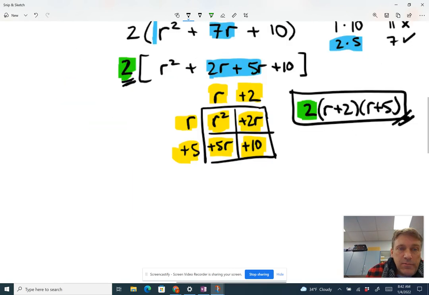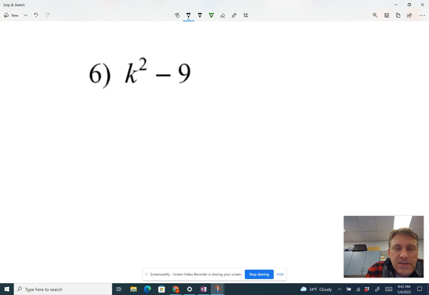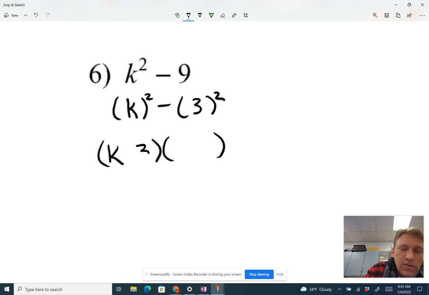All right, let's look at number 6. Now, k squared minus 9, this is what's known as a difference of squares. And so the easiest way to factor a difference of squares is to think of it as something squared minus something else squared. If I can write it like that, then it is a difference of squares. So I can put a k in the first set of parentheses because obviously k times k is k squared. And in the second, I can put a 3 because 3 times 3 is 9. And so then I just go straight to my parentheses here and say, okay, this is k and 3, k and 3, and then I put a plus or a minus.